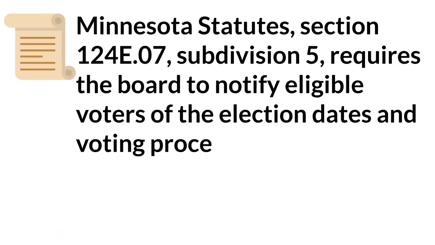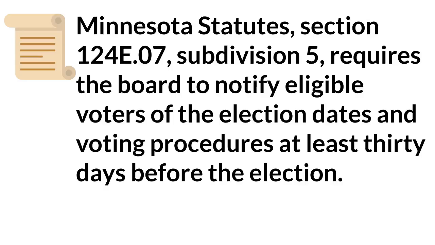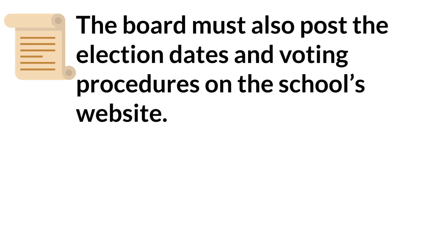Minnesota Statutes Section 124E.07, Subdivision 5, requires the board to notify eligible voters of the election dates and voting procedures at least 30 days before the election. The board must also post the election dates and voting procedures on the school's website.